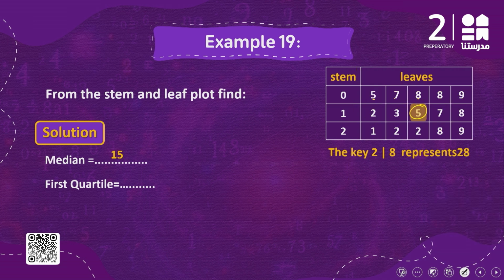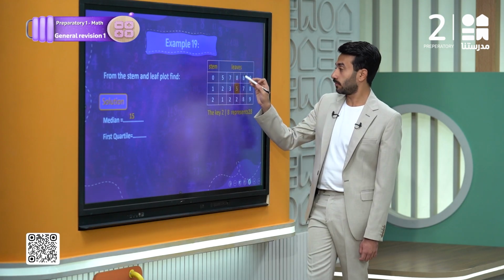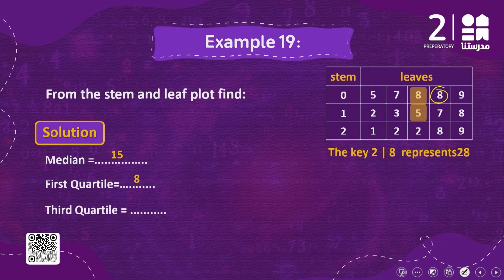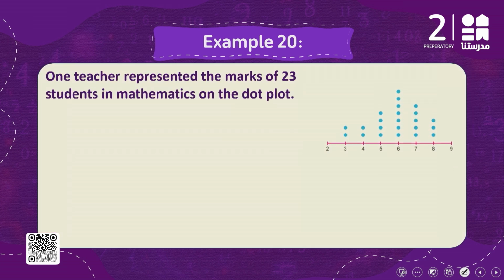1, 2, 3, 4, 5, 6, 7. For sure the fourth value will be the middle one, which is this one I mean. So the first quartile is 8. The third quartile, 1, 2, 3, 4, 5, 6, 7. So the fourth one will be at the middle, which is 22. Take care, this is not only 2.